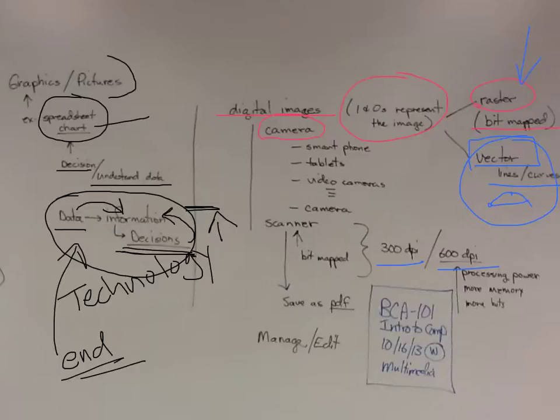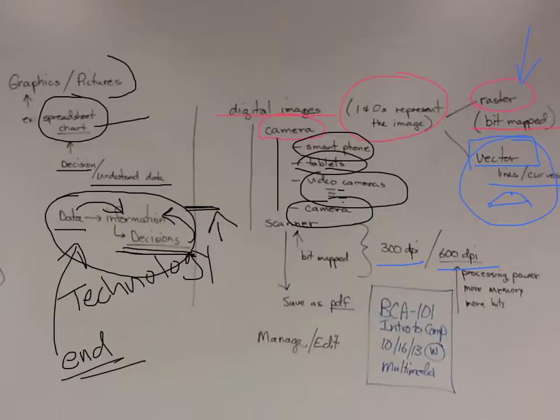All right, so how do we represent images using ones and zeros digitally? Well, we have a number of devices. You can have smartphones, tablets, video cameras, lots of different kinds of those, flip cams and so forth, and just a regular digital camera. So we have a wide range of ways to grab a digital image.